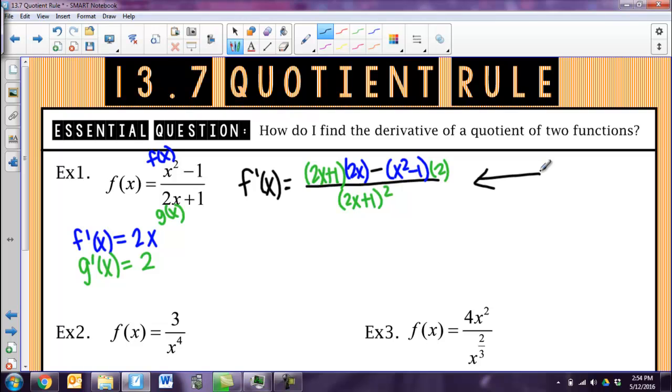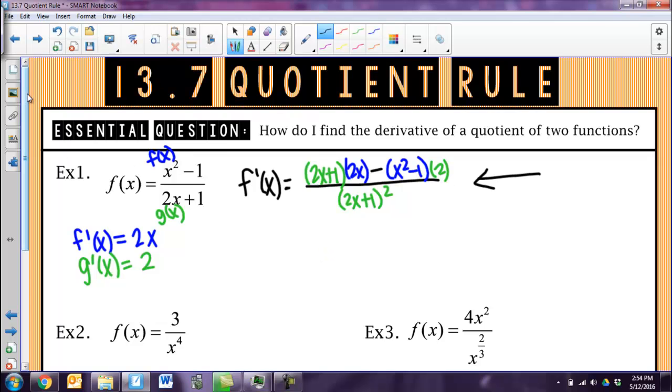But if your answer choices were simplified down, you would have to go through and do a little bit of FOIL, etc. And just for the sake of time, I'm not going to do that. This is just algebra at this point. But this would be the derivative of this entire quotient of those two functions.